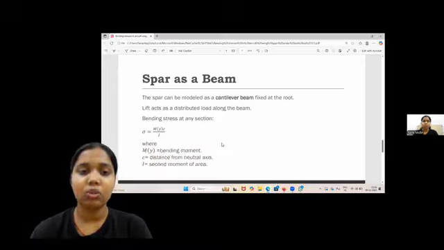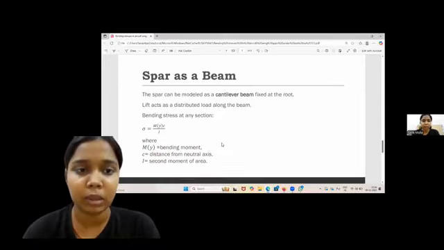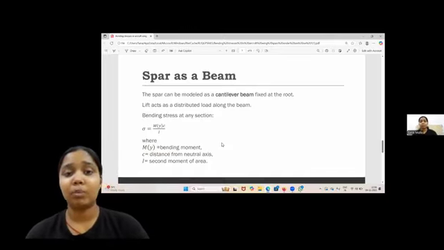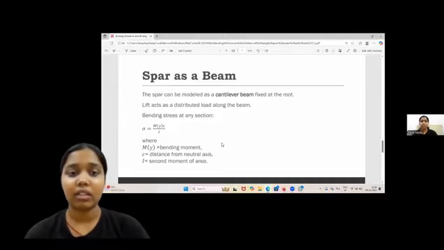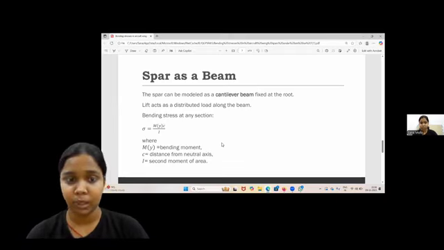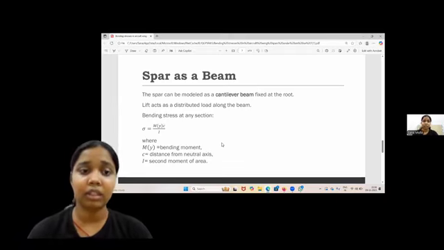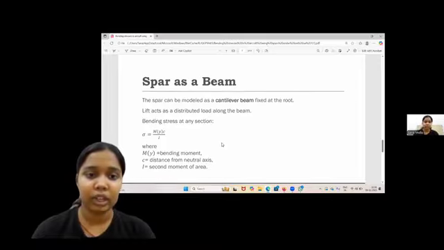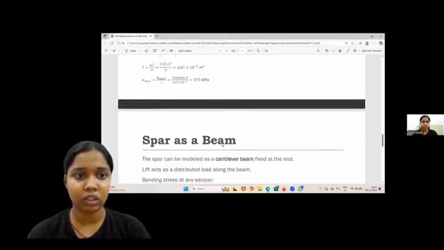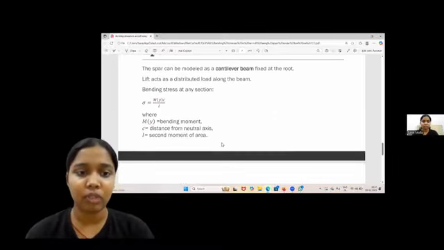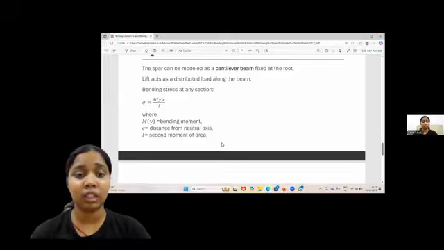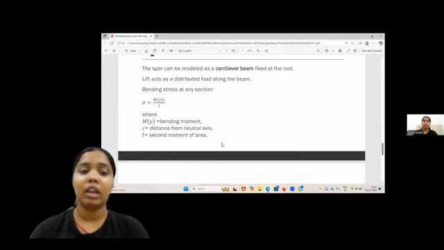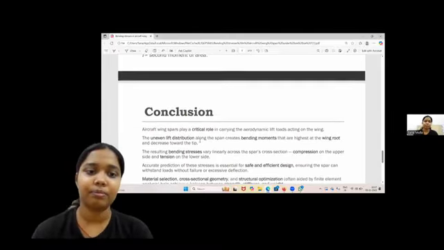Now let's talk about spars as a beam. The spar can be modeled as a cantilever beam fixed at the root. Lift acts as a distributed load along the beam. The bending stress at any section is denoted by sigma equal to M of y times c by I. We already saw in this calculation that M of y is the bending moment, c is the distance from the neutral axis, and I is the second moment of area or moment of inertia.